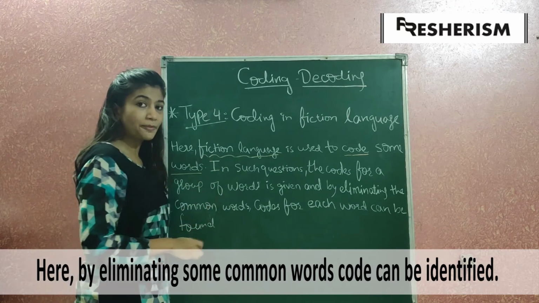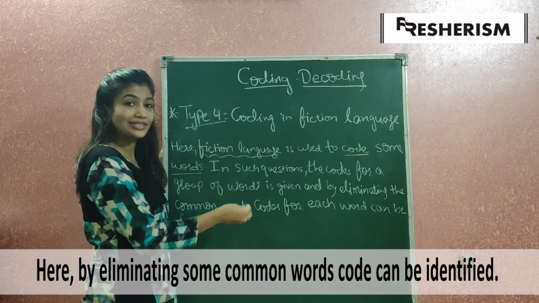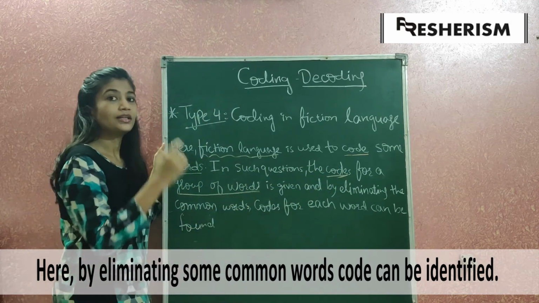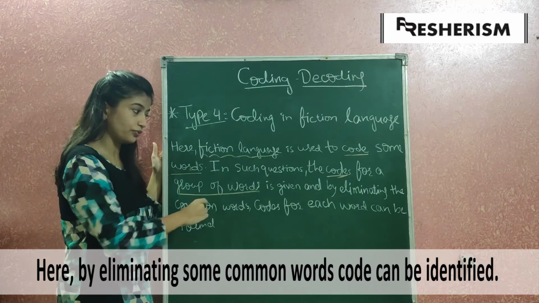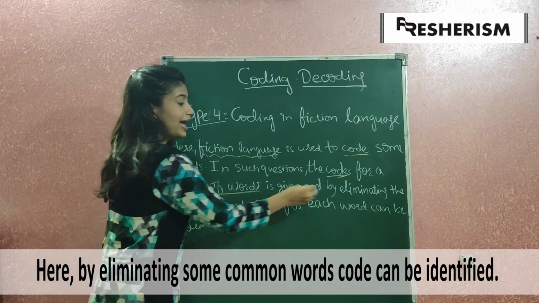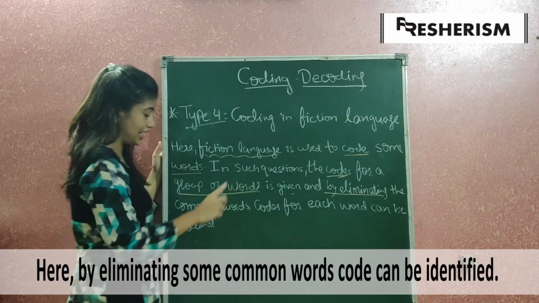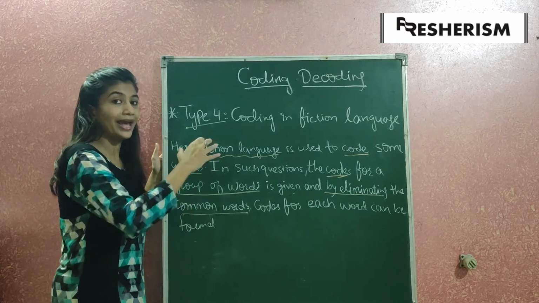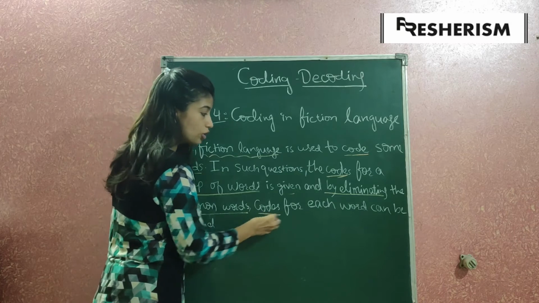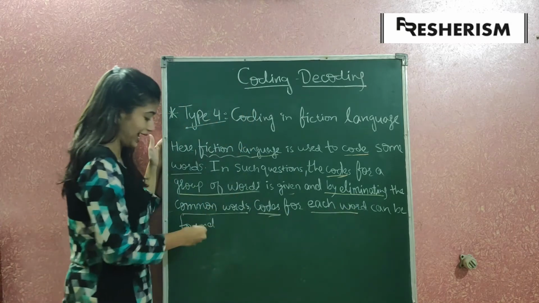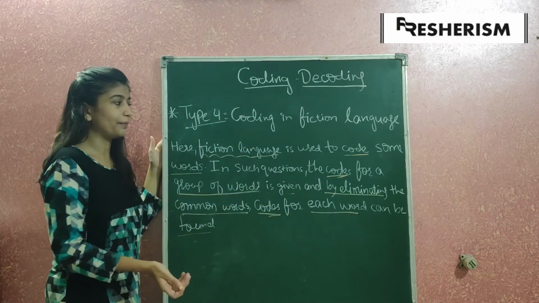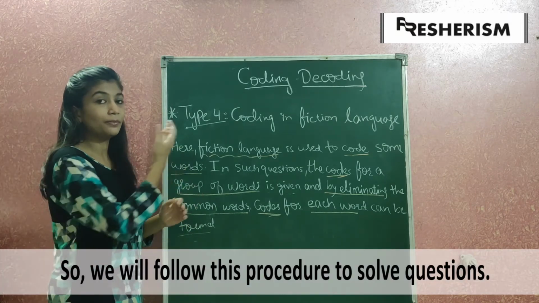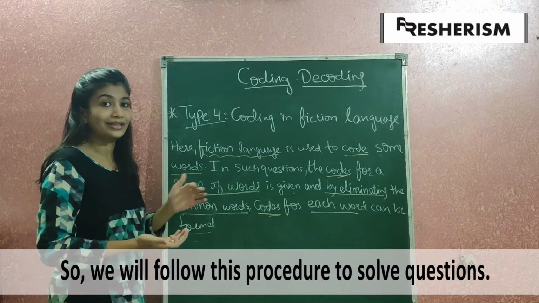How to solve these types of questions? In such questions, the codes for a group of words are given, and you have to eliminate those common words. Those common words will be eliminated, and the code for each word can be identified by this method. Let's solve one example based on this type to clarify things.